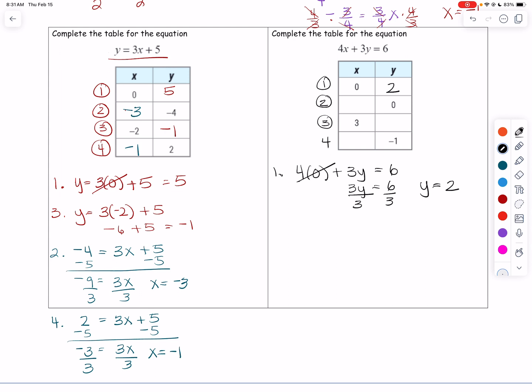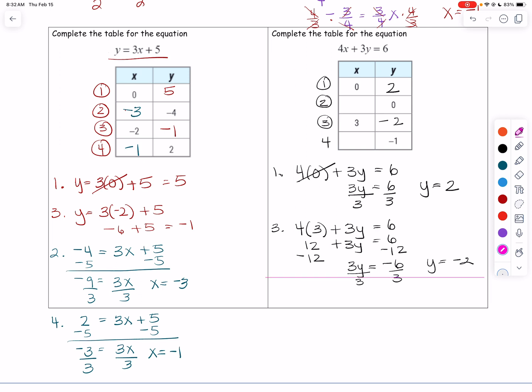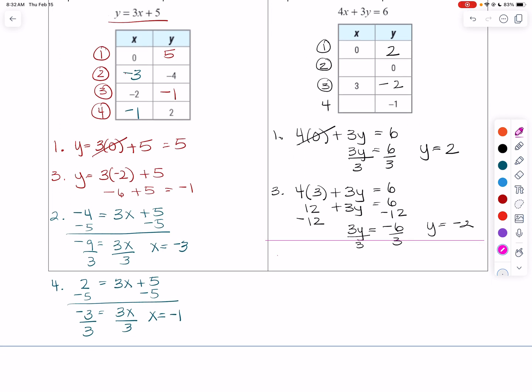Okay, go to number 3. I've got 4 times x plus 3y is equal to 6. So that becomes 12 plus 3y is equal to 6. Subtract 12. 3y is equal to negative 6. Divide by 3. And y is negative 2. Okay. All right. Now, if I do the next ones, I'm going to do number 2. Okay.